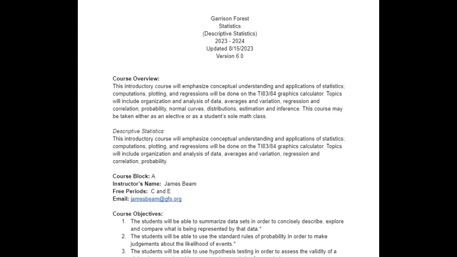All right, hello. This is the statistics syllabus overview for the 23-24 school year. I'm going to walk you through this so that you know what's important and what's not, and hopefully understand what's going on. At the top here are the descriptions of the course for both the year-long statistics, and then if you're taking the semester-long descriptive statistics, it's there as well.